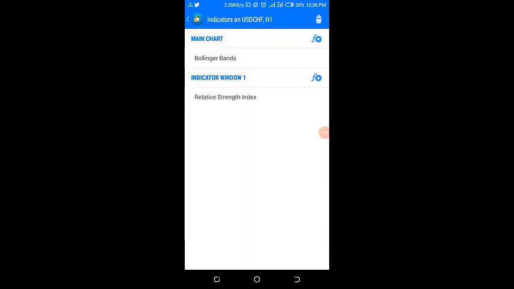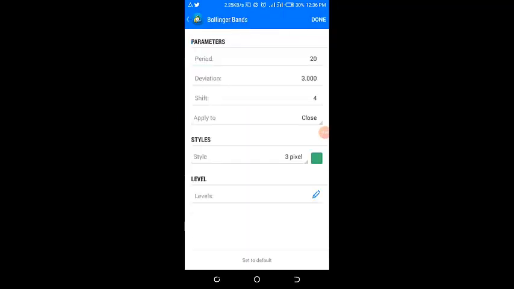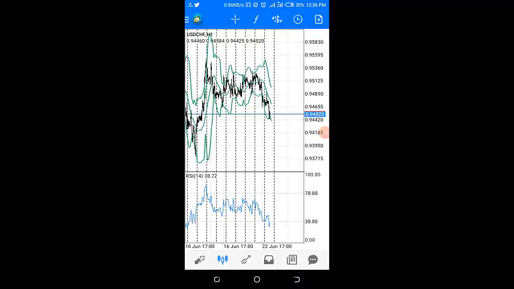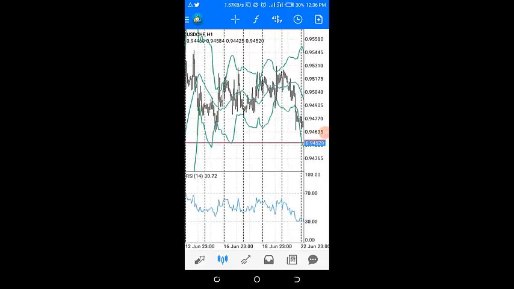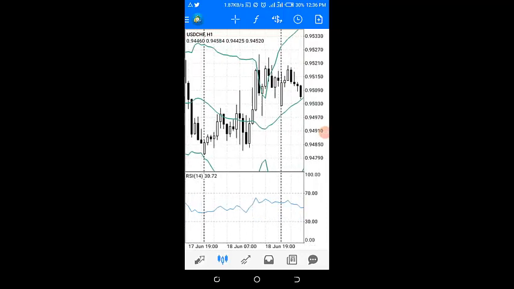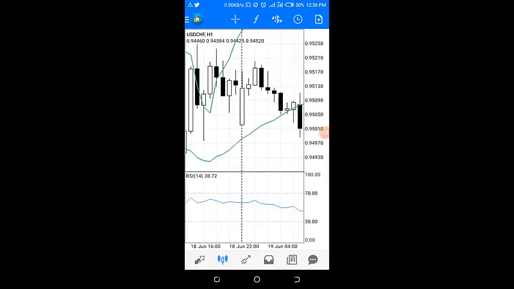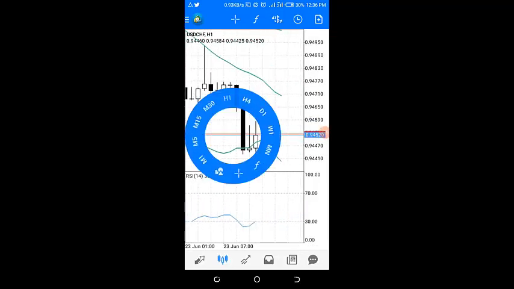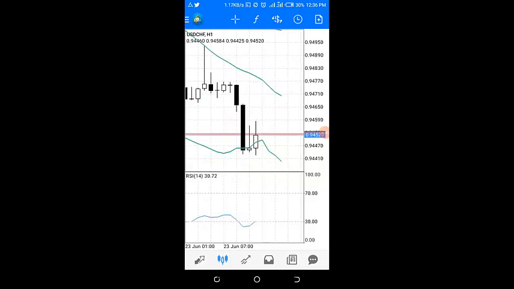Let me remove this. Okay, we can leave them there at the moment. I will explain to you how you add them. If you zoom your chart, like you can see mine, you realize that we are having candles. Some are black, some are white. A black candle shows you that it was selling. A white candle shows you that it is buying.